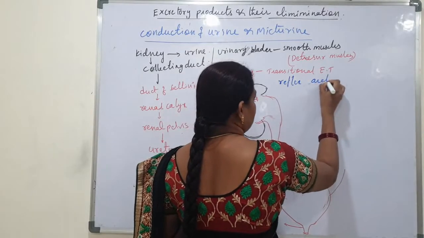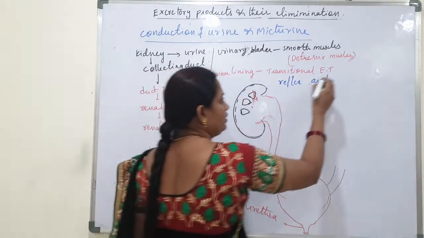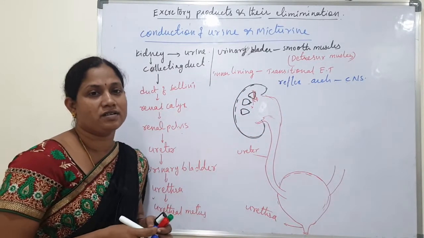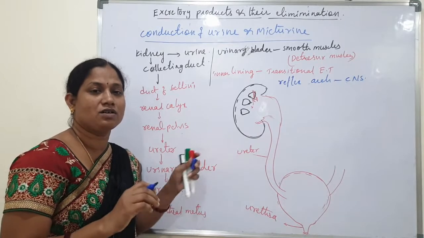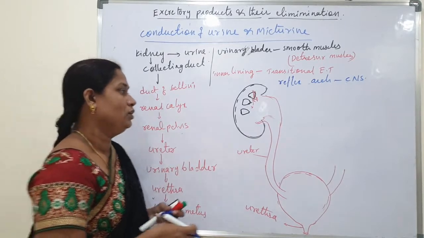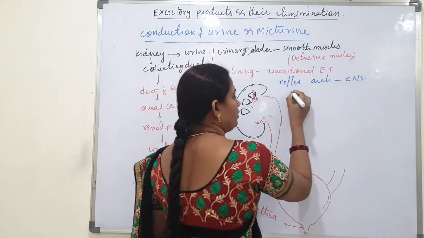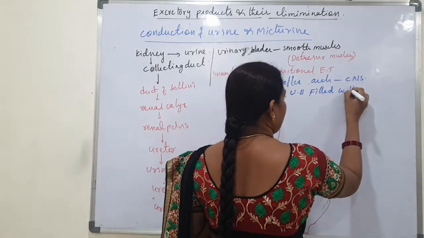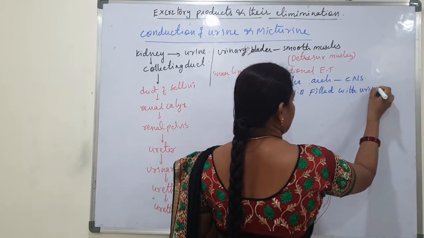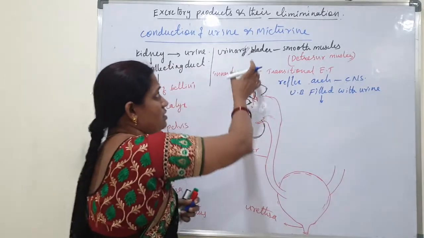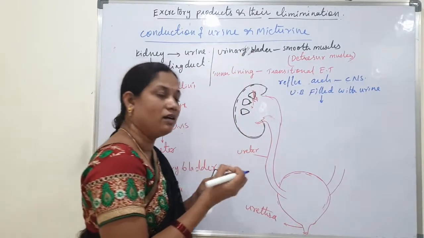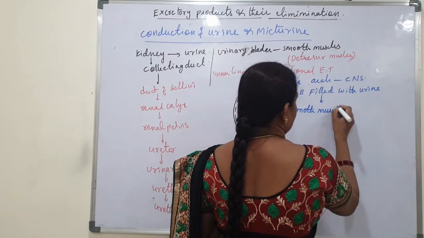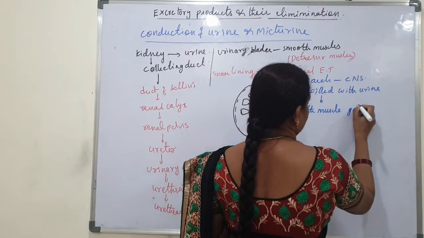This micturition is a reflex arc, which means it depends on the CNS, the central nervous system. The micturition process is controlled by the central nervous system. Whenever the urinary bladder is filled with urine, what will happen? The smooth muscles contract.